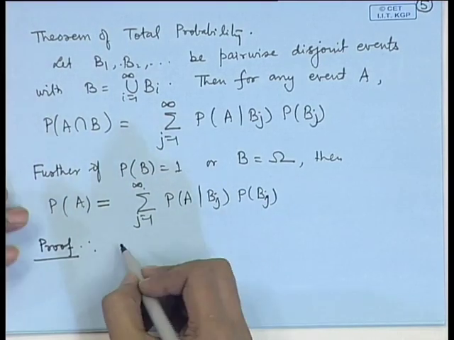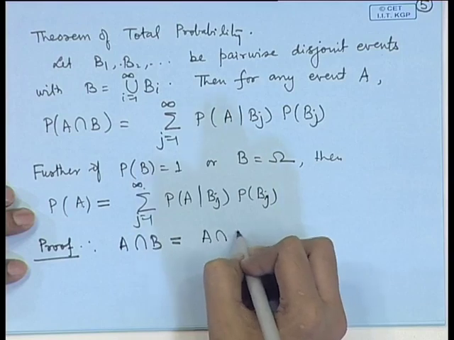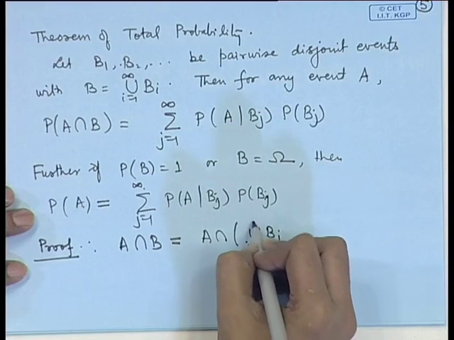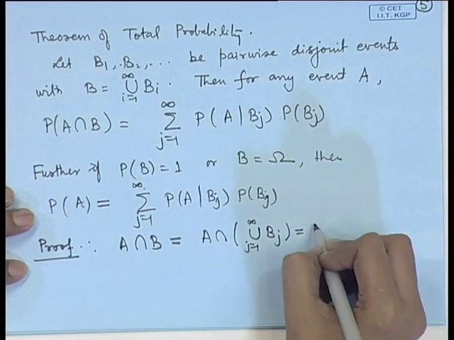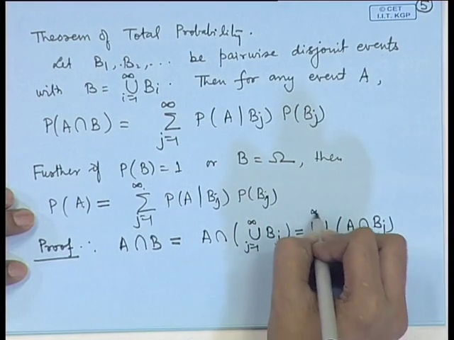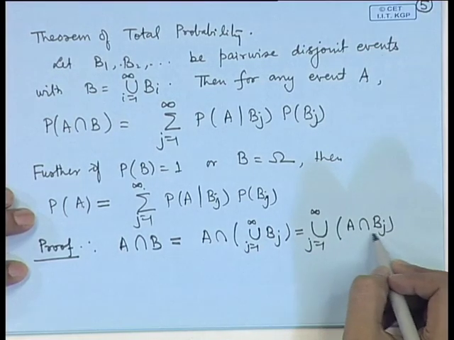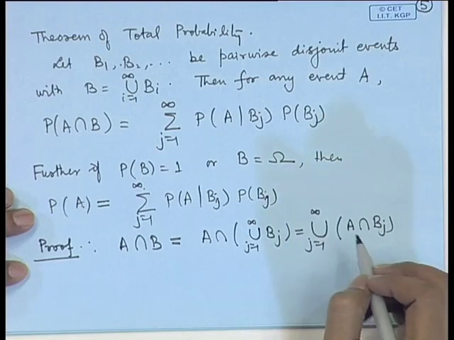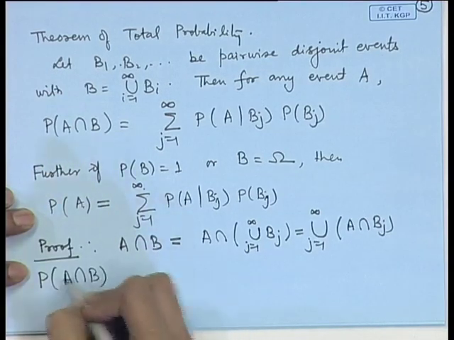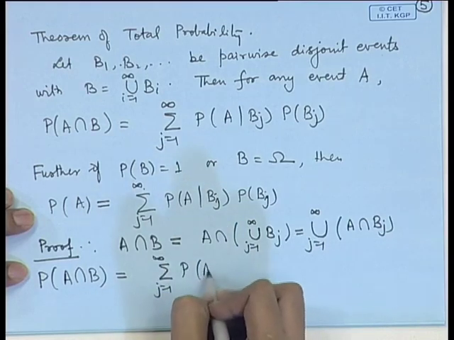So, consider A intersection B. Now, A intersection B can be written as A intersection, and the representation for B is union of B j, j equal to 1 to infinity. By applying the distributive property of the unions and intersections, we can write it as union of A intersection B j, j equal to 1 to infinity. Now, we notice here that B j's were pairwise disjoint sets. Therefore, A intersection B j's will also be pairwise disjoint, and therefore, the countable additivity axiom of the probability applies here, and you can write probability of A intersection B as summation of the probabilities of A intersection B j.